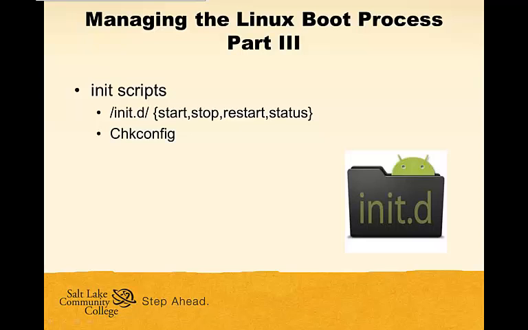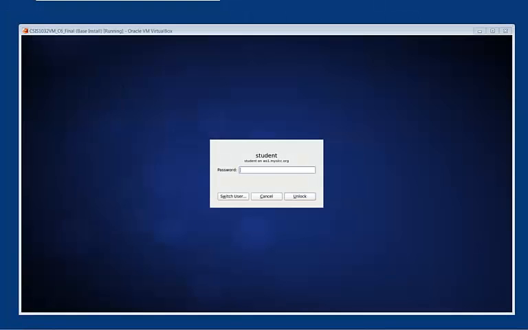In our third and final installment on managing the Linux boot process, we're going to start investigating the init scripts in the /init.d directory and how we can start and stop them if we need to. We'll also look at chkconfig, which allows us to set a service to either be on or off when the system starts up. Now let's take a look at what's going on behind the scenes when we're switching run levels.